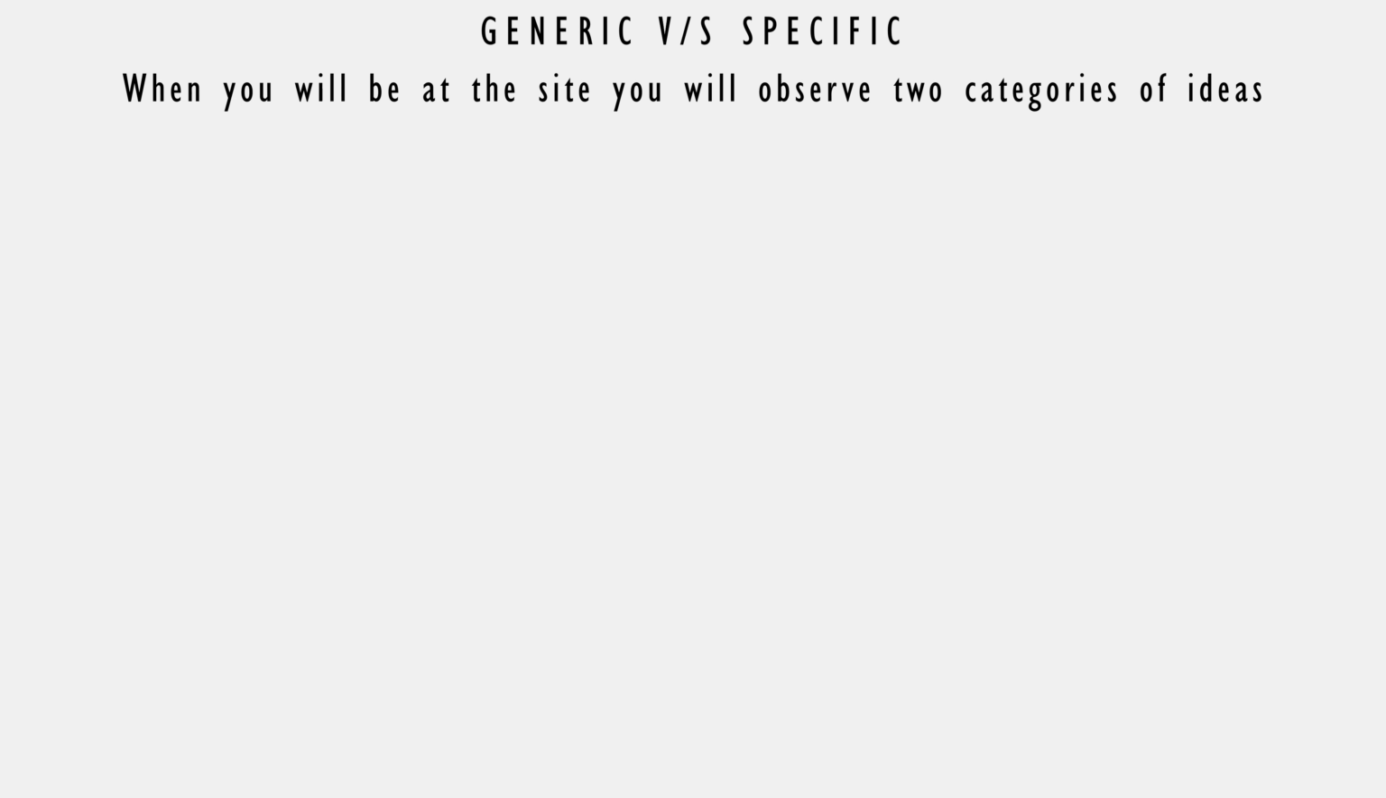Generic versus specific. When you are at the site, you will observe two categories of ideas, which fall into either generic or specific. Generic is something which is general, elements which are common and can be applied to other design forms. These generic ideas can be taken forward, twisted a little bit, and applied into your design. Whereas specific ideas are those which have erupted out of a specific site, which are specific to those people or site or that particular context. Let's take an analogy.